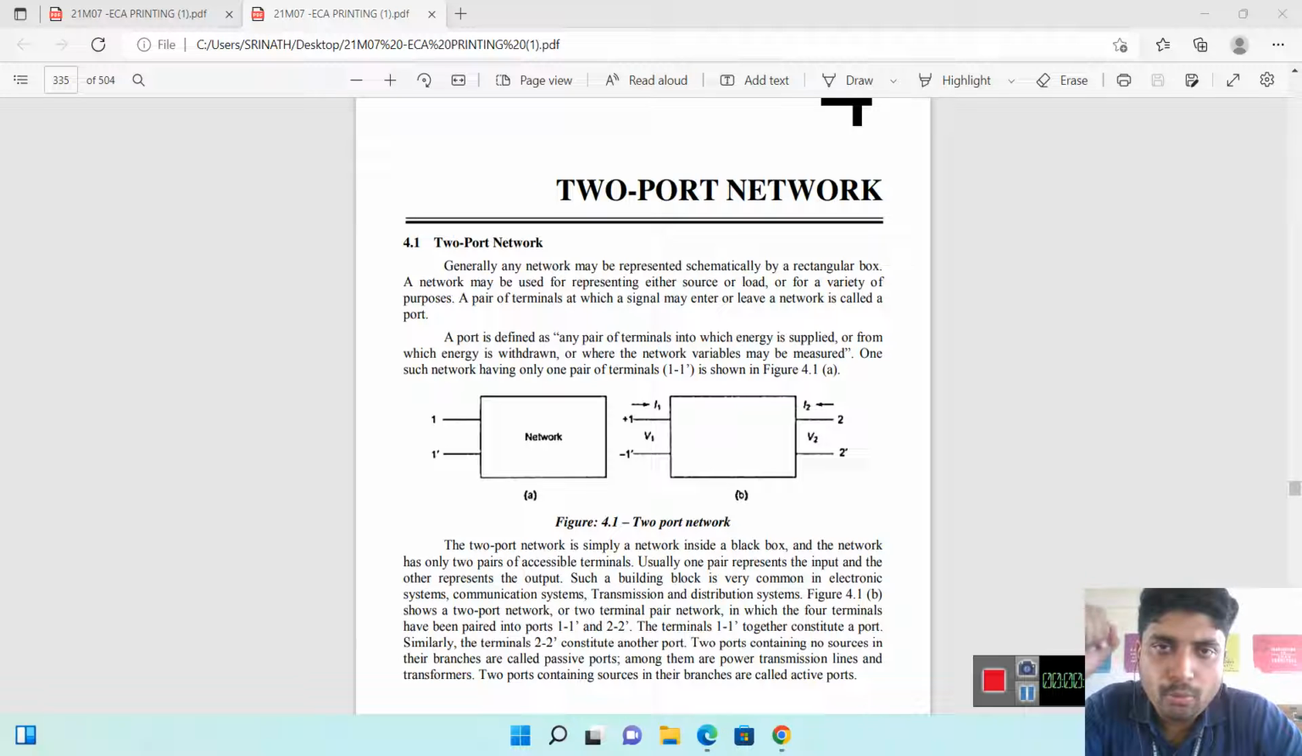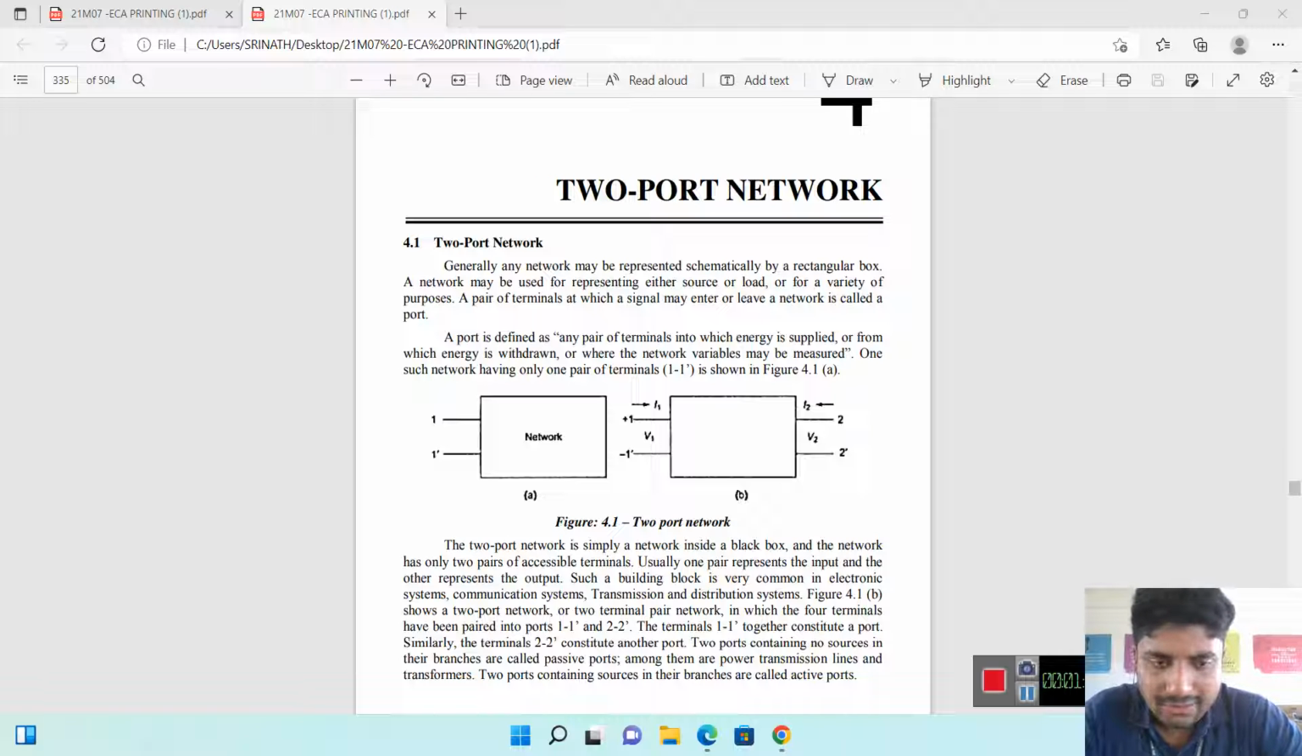So what is a two-port network? A two-port network is a device in which a signal may enter or leave. This is the concept behind the two-port network. You have two ports, port number 1 and port number 2. Each has a voltage and current, and at these the signal may be applied or may leave. This is the concept of a two-port network.